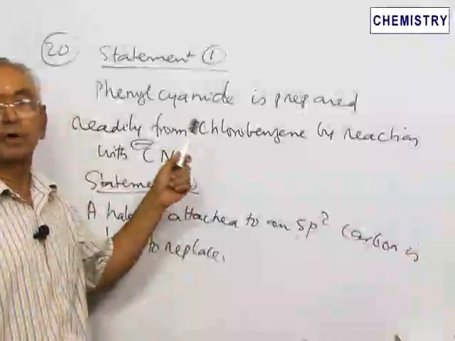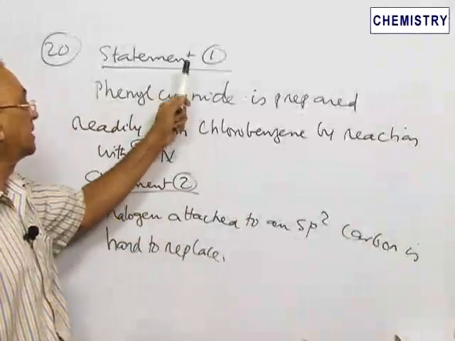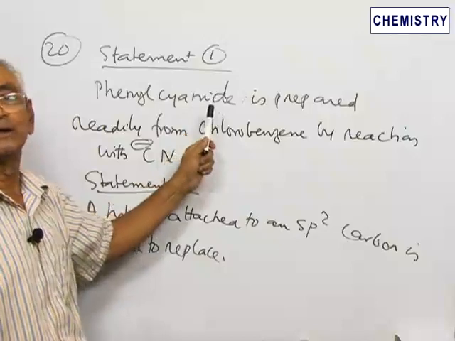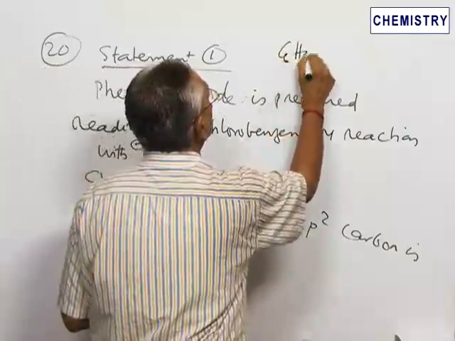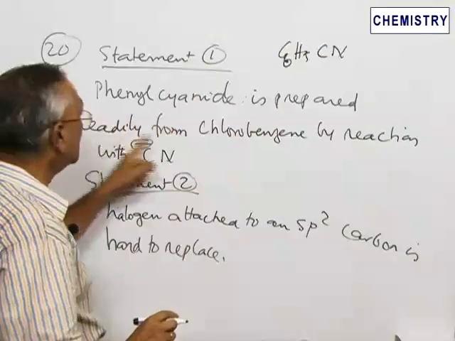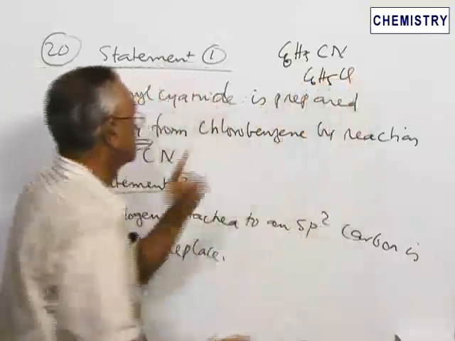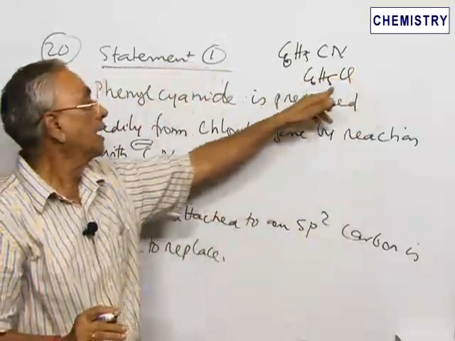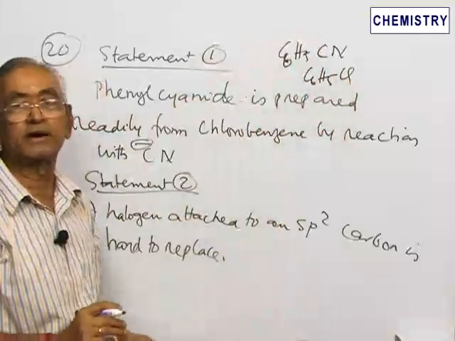Let us look at one or two more questions on the assertion and reasoning series. In this question, two statements are given. Statement one is: phenyl cyanide, that is C6H5CN, is prepared readily from C6H5Cl, which is chlorobenzene, by the reaction of chlorobenzene with cyanide. It looks like a replacement of the Cl by means of the cyanide. So that is the first statement.